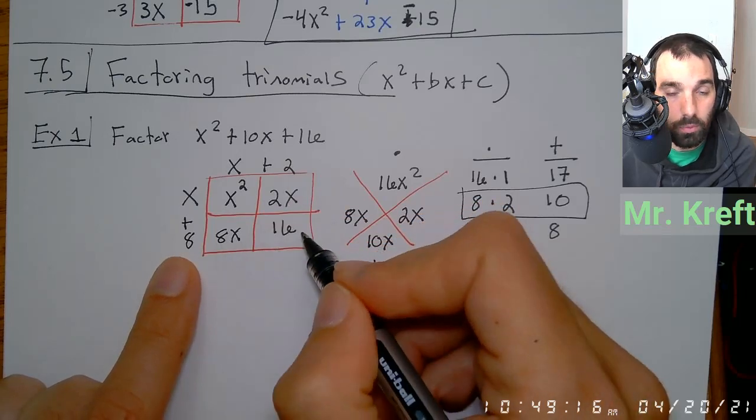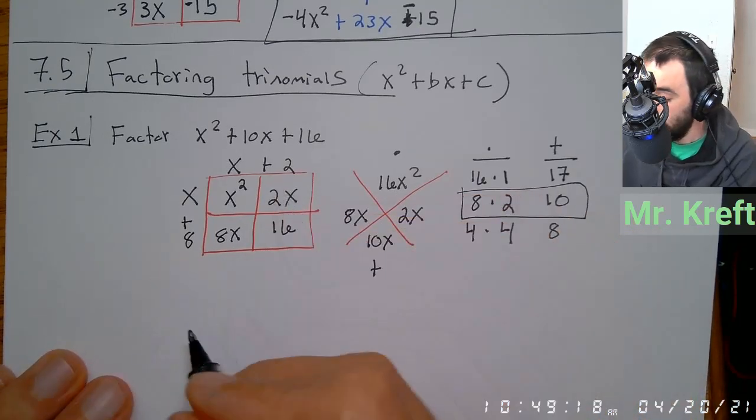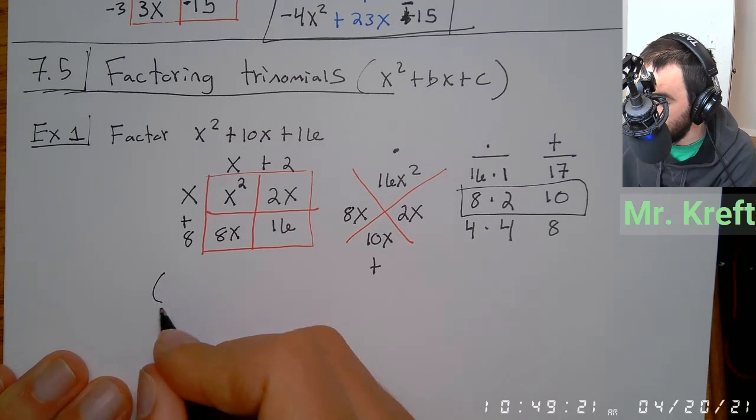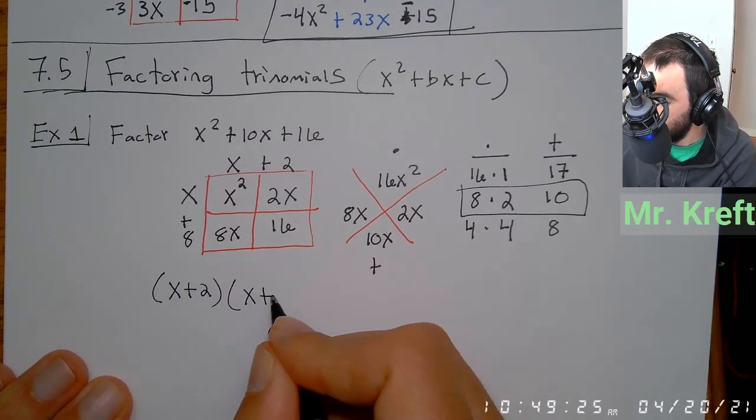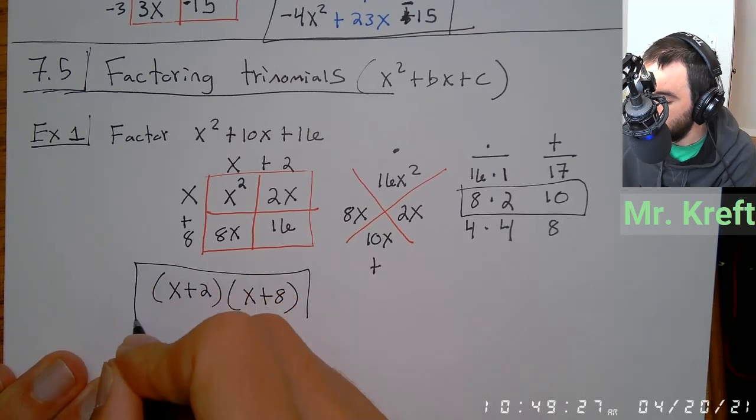And then we double check. 2 times 8 equals 16. It sure does. So I can say my factors then, and it doesn't matter the order, is this: x plus 8 times x plus 2.